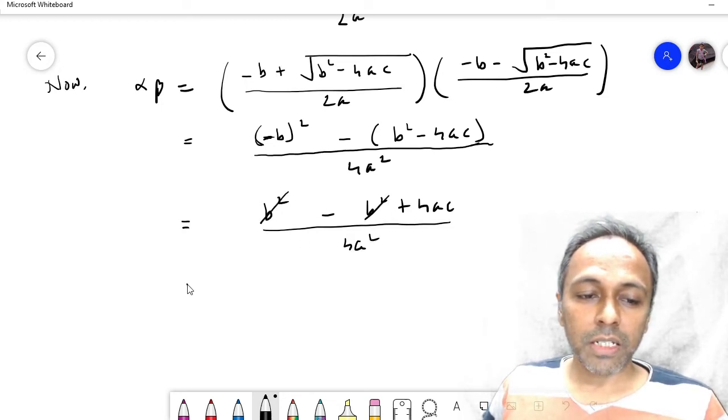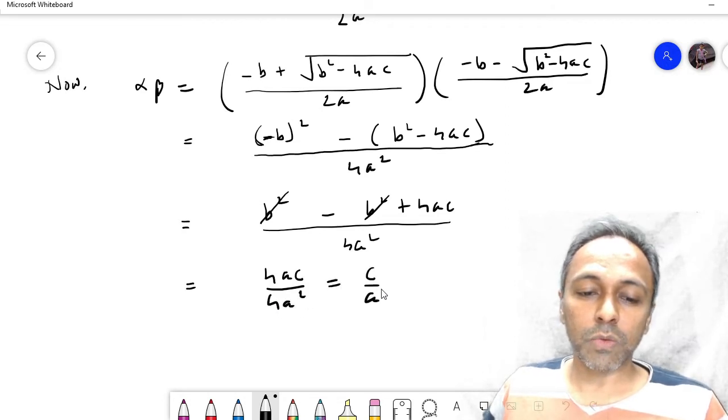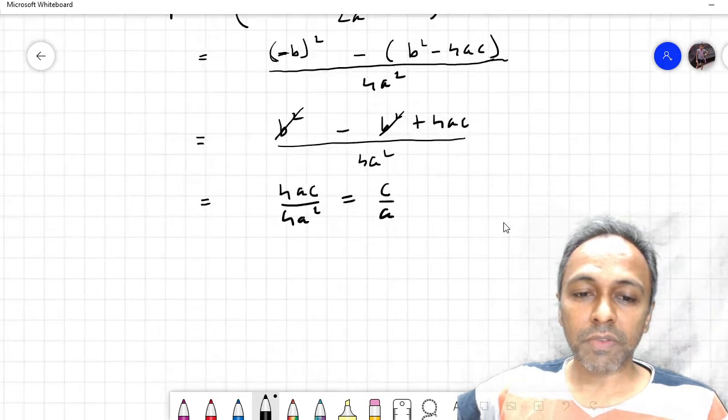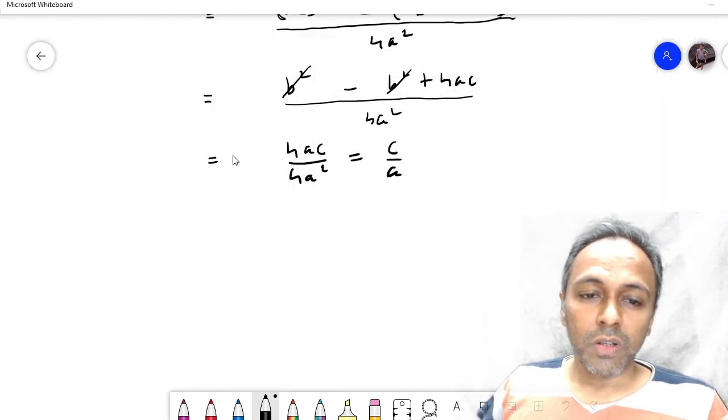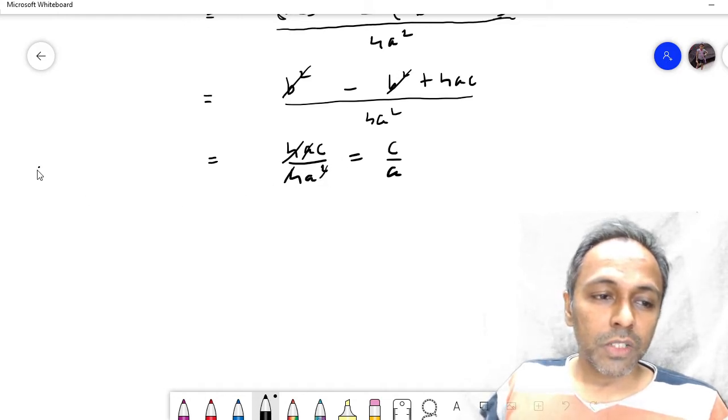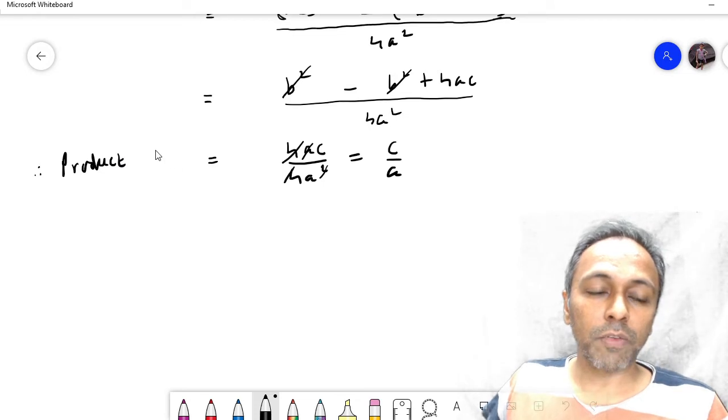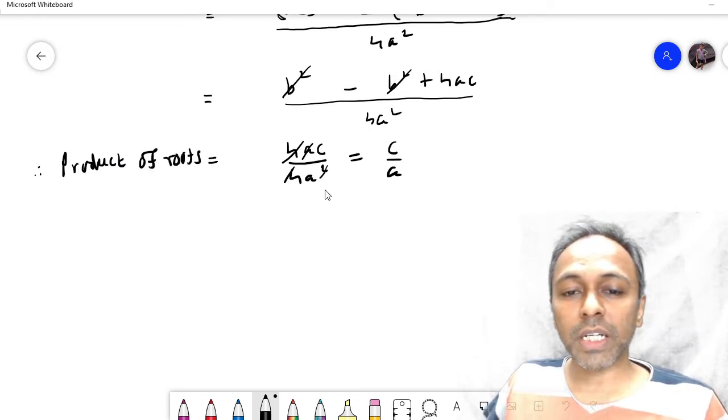b square gets cancelled out. This becomes equal to 4ac upon 4a square, which is equal to c upon a, as we can cancel out 4 with 4 and a with one of the a's. So this answer that we have got is in the form of the product of alpha and beta. So we can call this the product of roots, which is c by a.